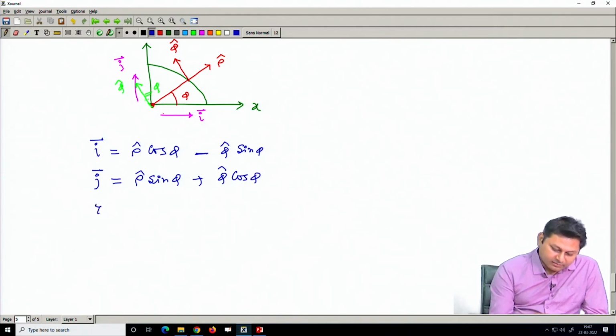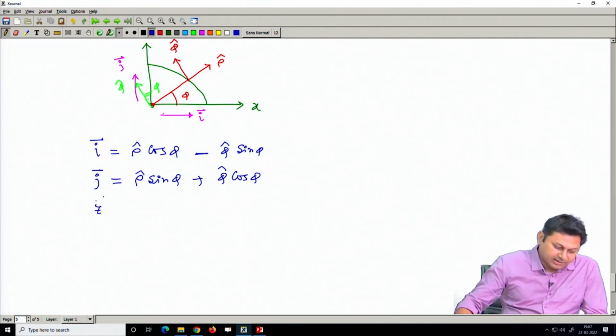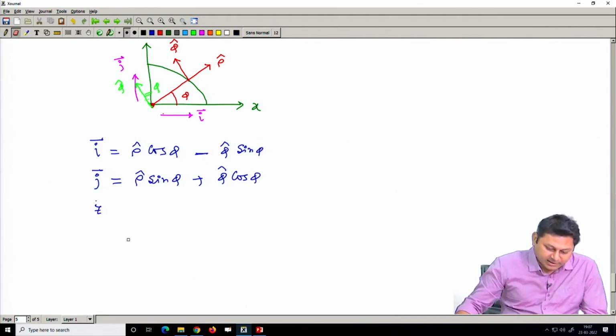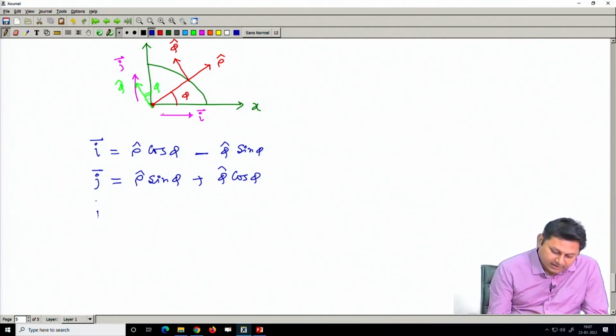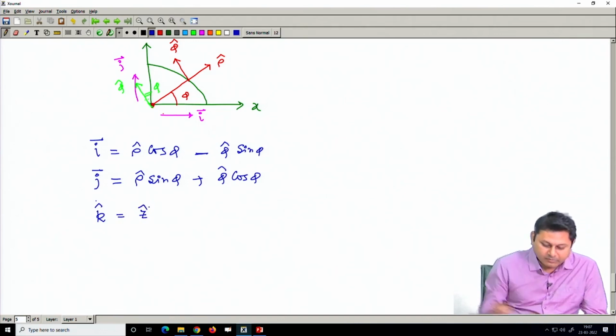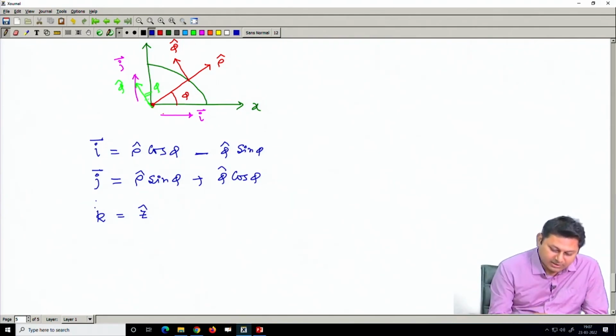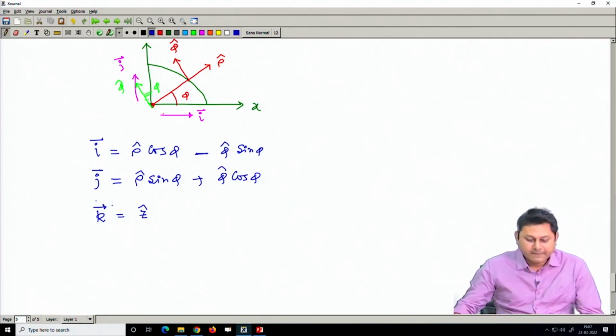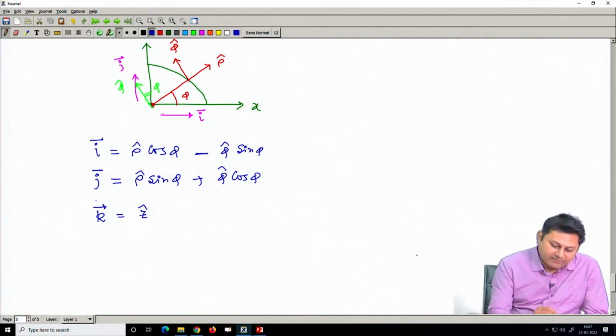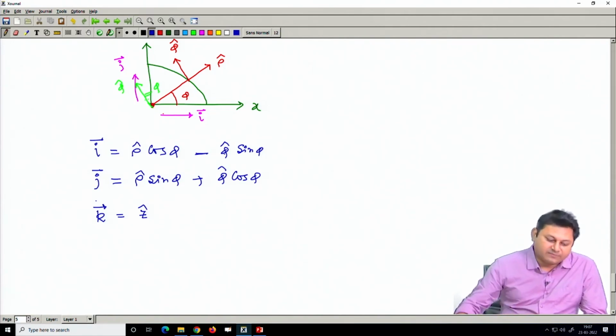What is z? In both the cases z is the same. So, I should not write it z, I should write it k. So, my k vector will be simply the z unit vector. I should write it like k vector, because if I write ijk, it automatically means these are the unit vectors. So, this is the way I can have ijk in terms of rho phi z unit vectors.